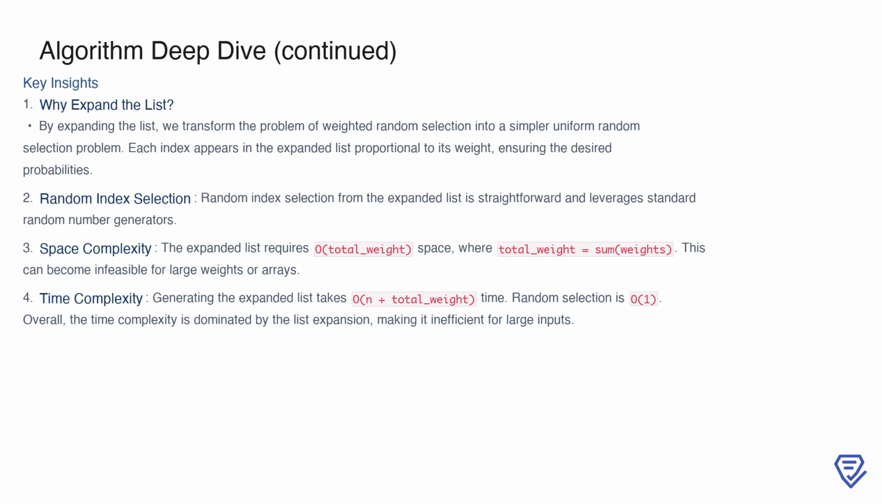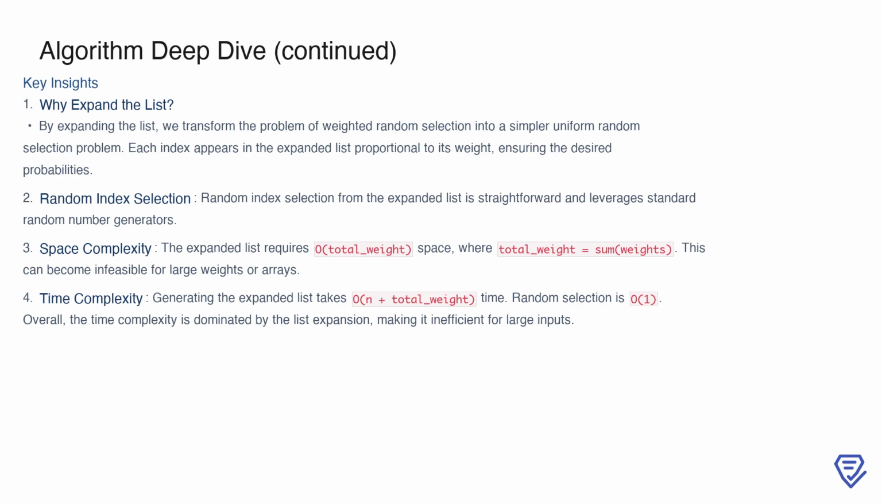Expanding the list is a key step in this algorithm. It allows us to convert the problem of weighted random selection into a simpler problem of uniform random selection. By ensuring that each index appears in the expanded list in proportion to its weight, we achieve the desired probabilities when picking an index uniformly from this list. Random selection itself is straightforward, as it relies on standard random number generation.